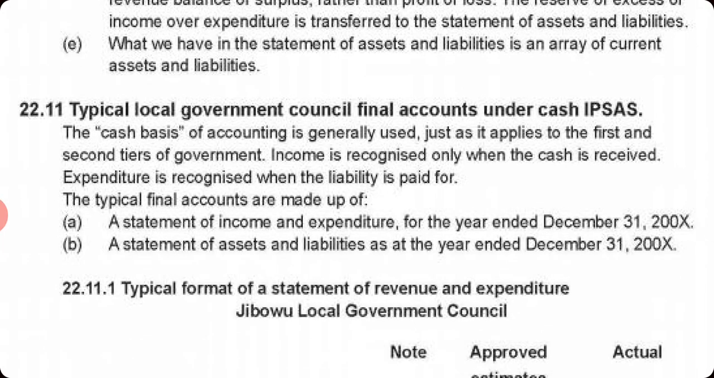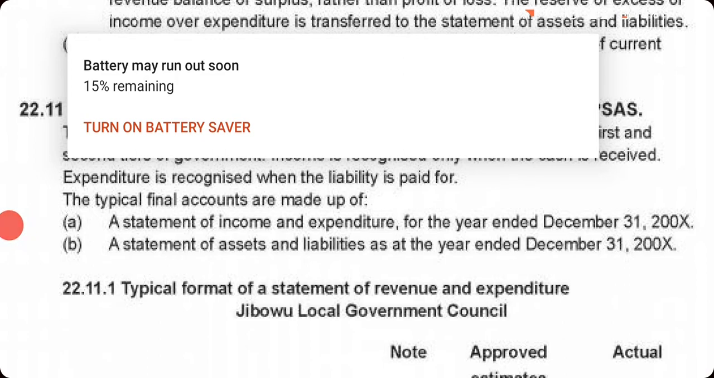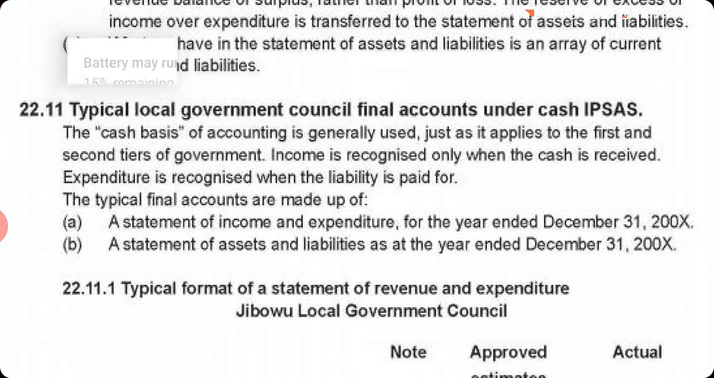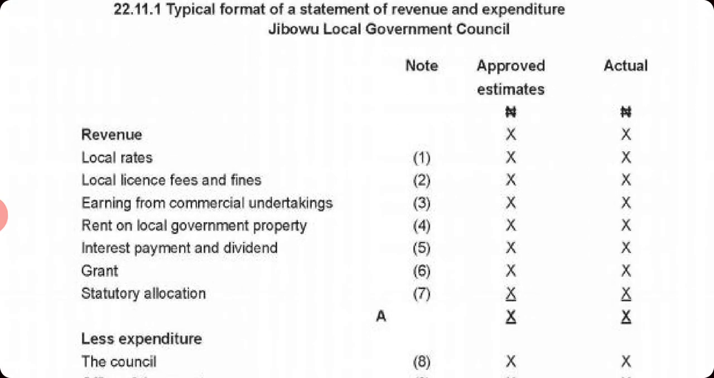So we have the typical local government council final accounts. What are the final accounts of the local government council? We'll be looking at things like the statement of revenue and expenditure, the statement of assets and liabilities, and the statement of cash flow. Now, the statement of cash flow is known as statement number 1. The statement of revenue and expenditure is known as statement number 2, while the statement of assets and liabilities is known as statement number 3. We'll see this as we progress in our class. All right, good. So this is a format. It is in the pack. You can go back to the pack and look at it accordingly.